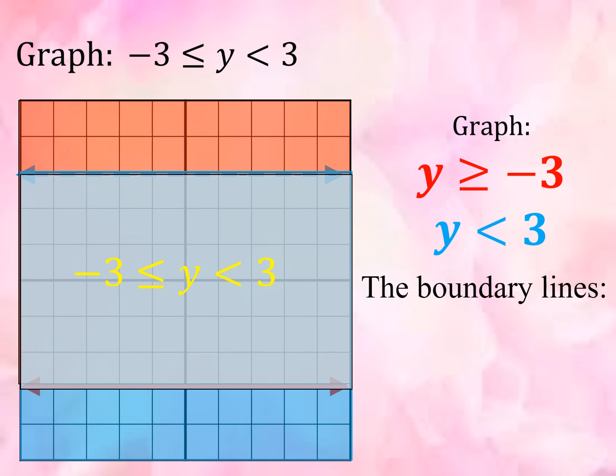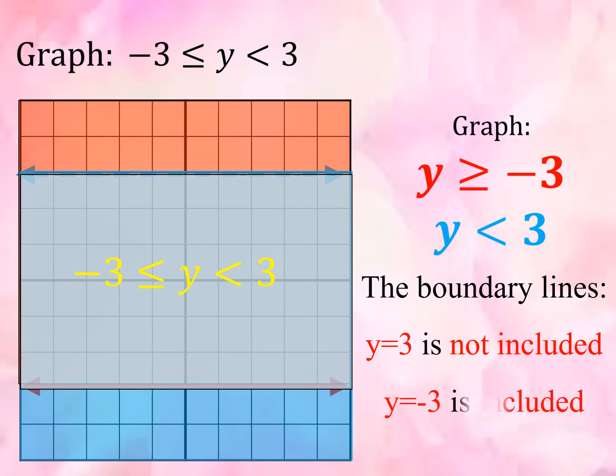So from our inequalities, we have the boundary lines. Y equals 3, it is not included, and y equals -3, it is included.